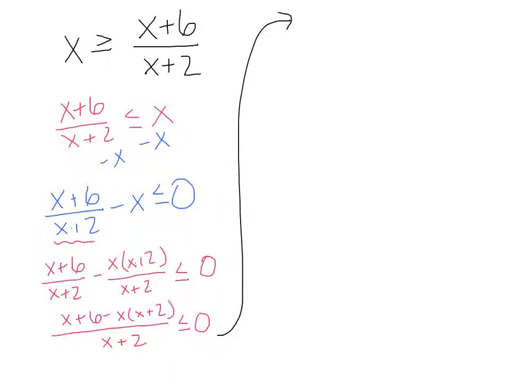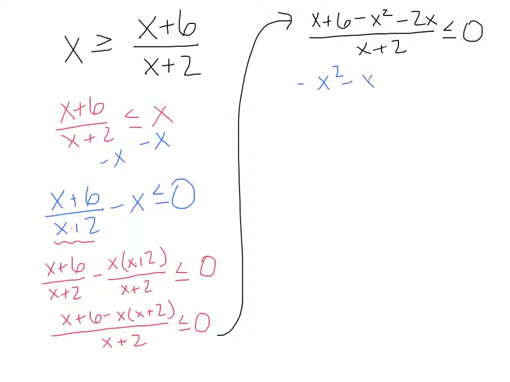Up to the top, I will have x plus 6 minus x squared minus 2x over x plus 2. A little bit more work involved. I'm going to rewrite this in standard form and combine like terms. So I have negative x squared minus x plus 6 over x plus 2 is less than or equal to 0. I actually can't find my critical points or my critical values at this point because I need to factor that numerator a little bit further. So I'm going to start by factoring out the negative sign.